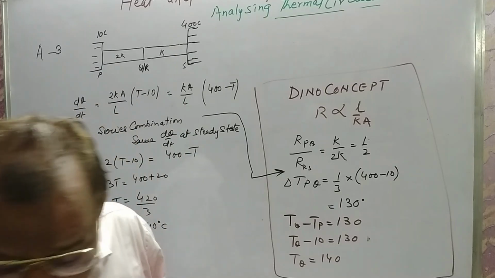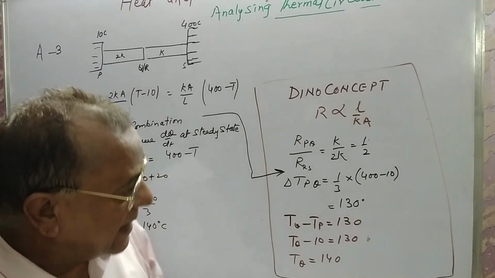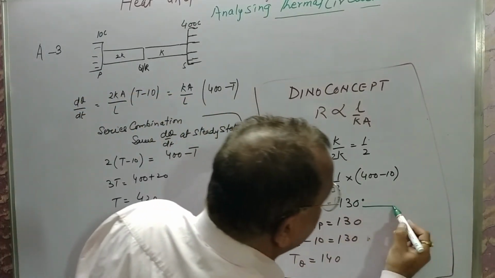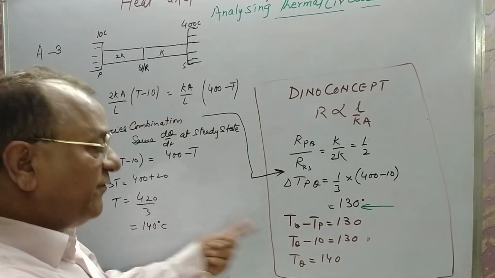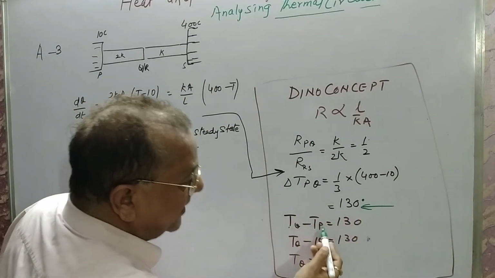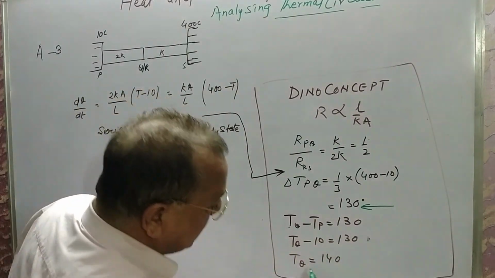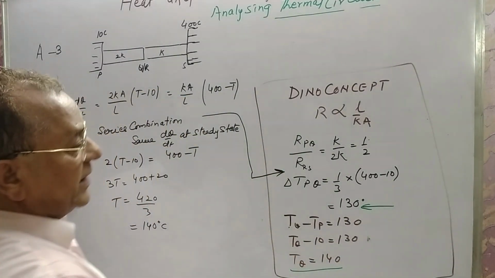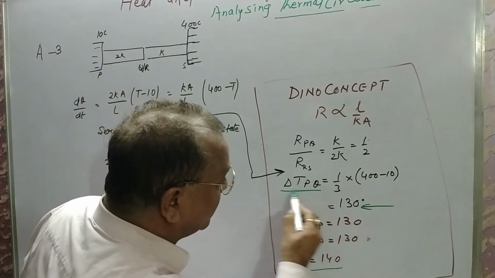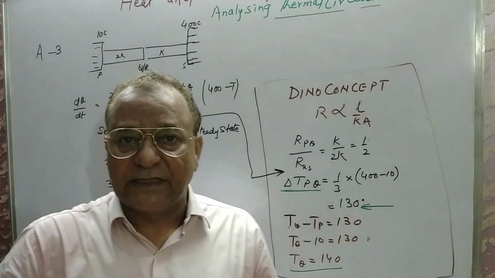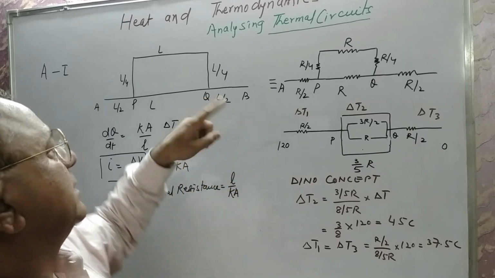Now you have to be careful here, because sometimes students write this as the answer. This is not the answer. This is the temperature difference. That is, TQ minus TP equals 130. TQ minus 10 is equal to 130. TQ is equal to 140. Remember, this gives you the temperature difference, not the actual value of the temperature at the junction.